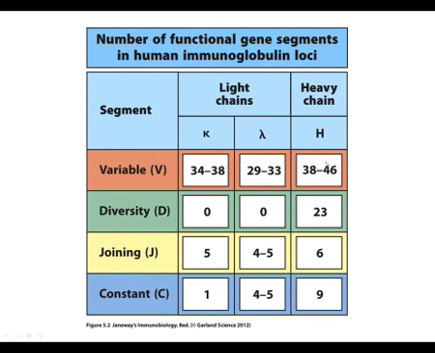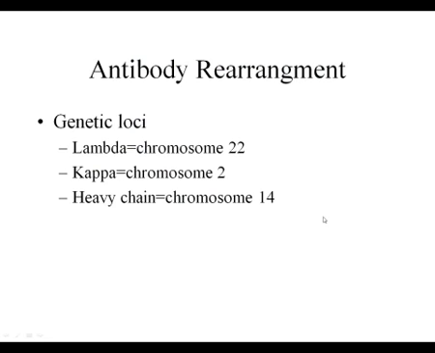In heavy chains, these 40 can be combined with any one of 23 different diversity regions, and then that can be combined with any one of 6 different joining regions. On the light chains, the V can be combined with 4 or 5 different joining regions. So if you multiply all the different permutations that could happen, you can just from this alone generate an incredible amount of diversity.